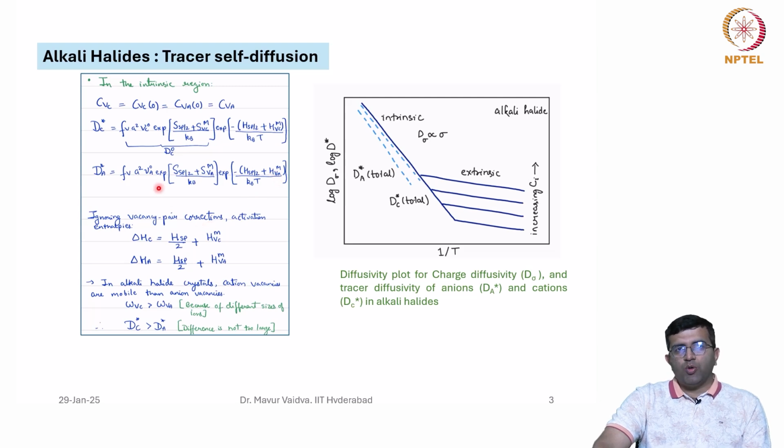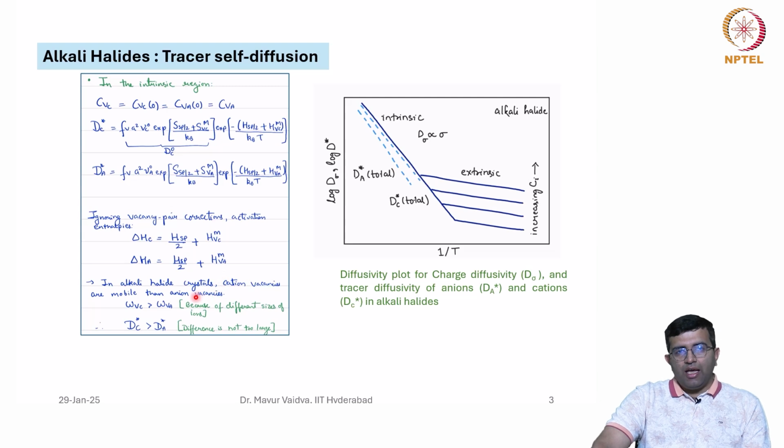Now, if for the moment we ignore the vacancy pair corrections, then delta H_C, that is the activation enthalpy of diffusion for the cations, can be written as H_SP by 2 plus H_Vcm. That means the Schottky product plus the migration barrier. Then you can also have delta H_A equal to H_SP by 2 plus H_Vam.